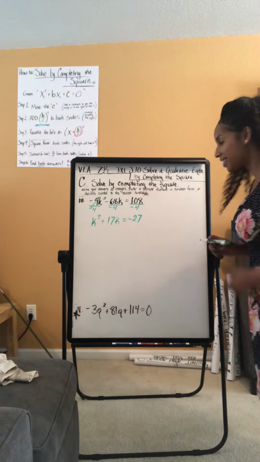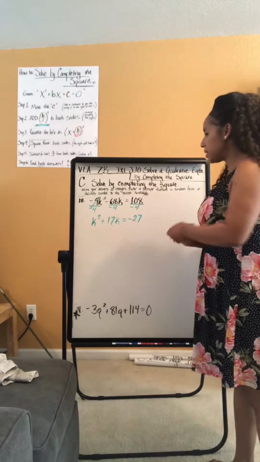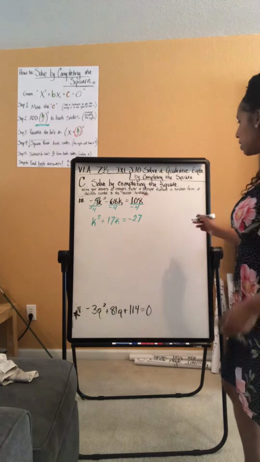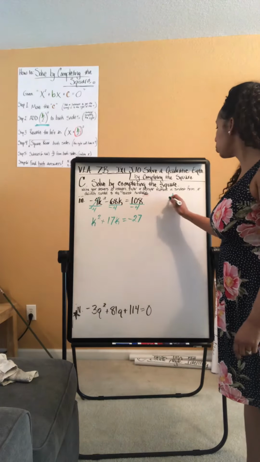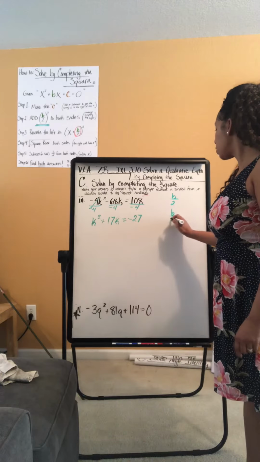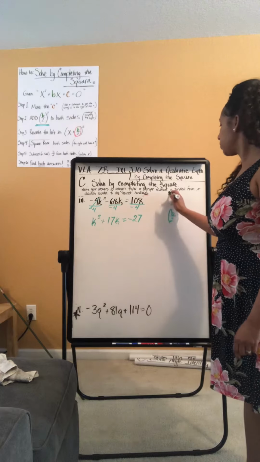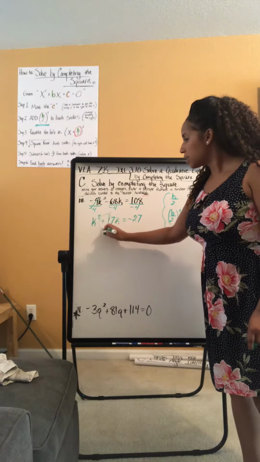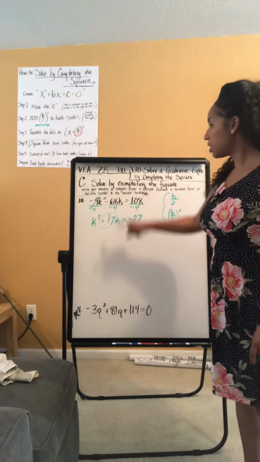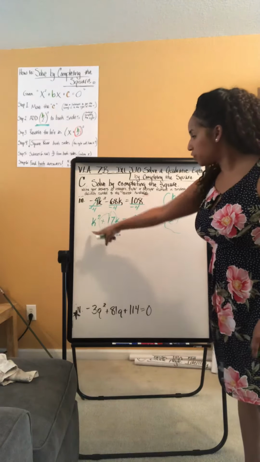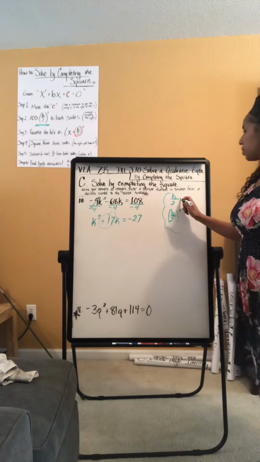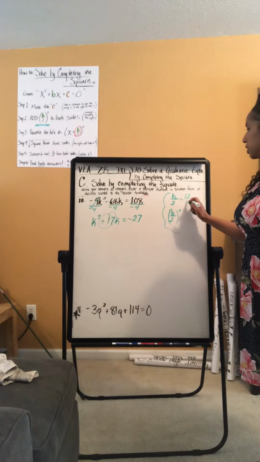All right. So my c has already been moved to the other side. I don't have to worry about that. I can go straight to the steps where I find my b over 2, and I find my b over 2 squared. B is 17. B is 17. It is not the original one. It is the one after you've got your k squared all alone. So my b is a 17, which means that b over 2 is 17 over 2.